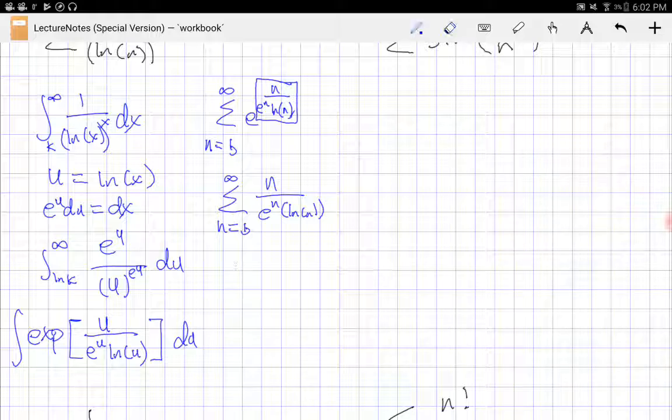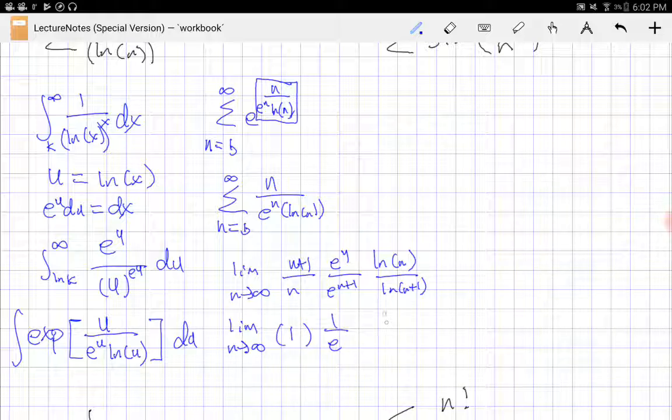At this point, I'm going to use a ratio test, the limit as n goes to infinity of n plus 1 over n, e^n over e^(n+1), ln n over ln(n+1). The first term goes to 1. The second term goes to 1 over e. And the third term, ln n over ln(n+1) by L'Hôpital's rule, becomes 1 over n plus 1, so this also goes to 1 as n goes to infinity. It's 1 over e, which is less than 1, which means that the series converges.